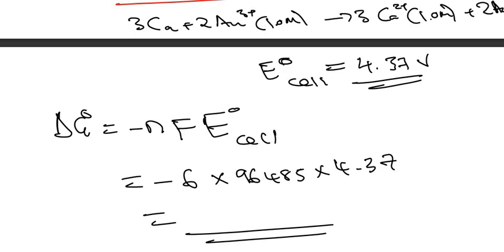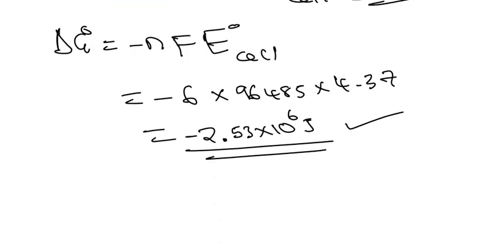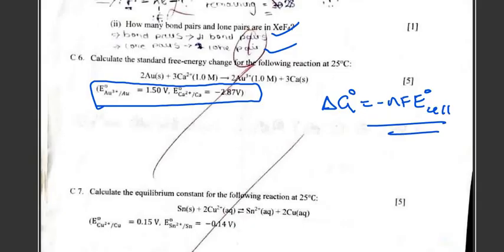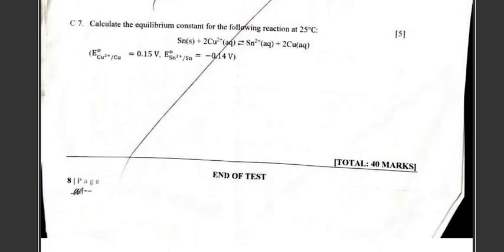So the answer here is giving me 2.53 times 10 to the power 1, 2, 3, 4, 5, 6. That's 6. It's in joules. So this is what you get, and it's negative. So this is basically what they wanted. This is the answer that you have for this question. Hope this is okay. Then the last question now, C7.